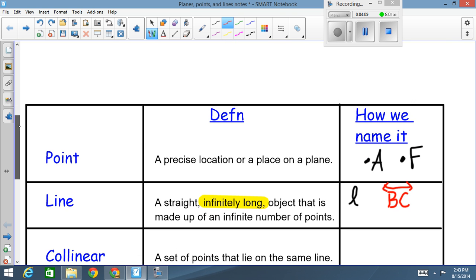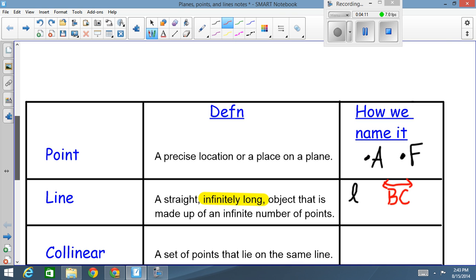Third thing, collinear. Collinear means that you have a set of points that fall on the same line. Or another word we used is the word contained in a line. You'll see the word contained a lot too. Okay? So, how do we name collinear points?